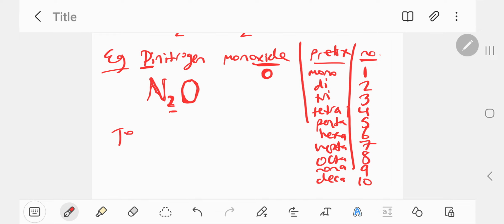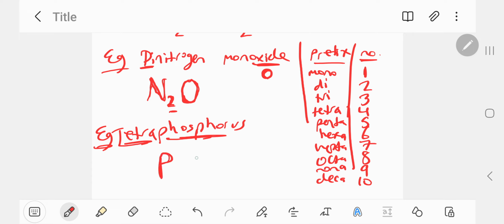Let's do this one. Let's do tetraphosphorus. Let's break this down. Tetra means 4. Phosphorus, chemical symbol of P. Tetra means 4. Put the 4 down here.